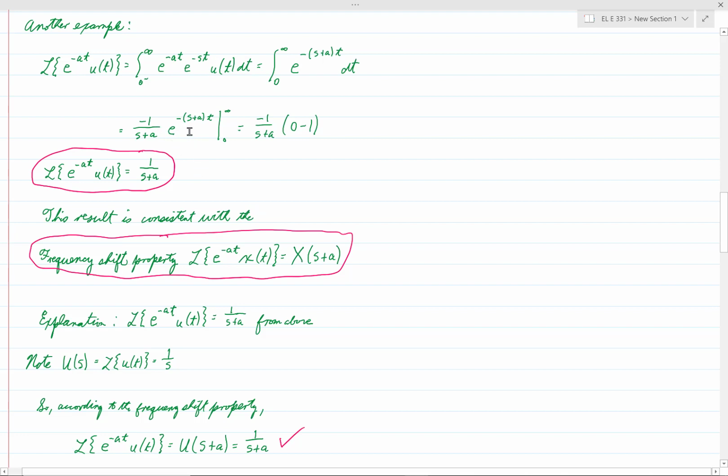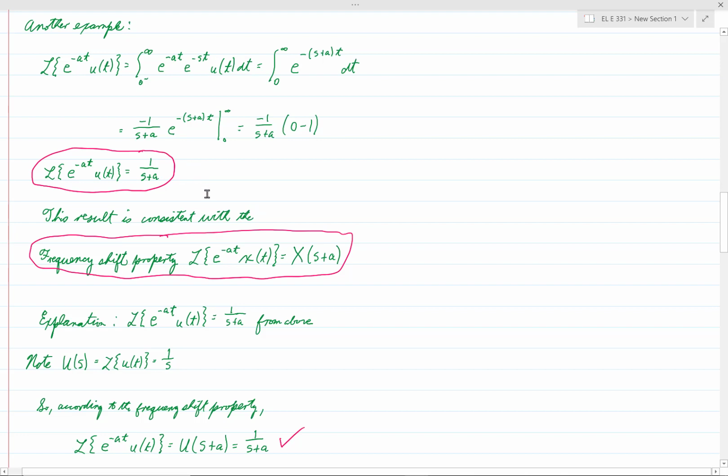And so we would have this, and then as usual at the upper limit, we'll get 0. At the lower limit we get 1, so we have minus 1 over s plus a times the quantity 0 minus 1, which is 1 over s plus a. So here is a fourth Laplace transform pair. Here the pair is e to the minus at u of t in the time domain, or 1 over s plus a in the s domain, or Laplace transform domain.